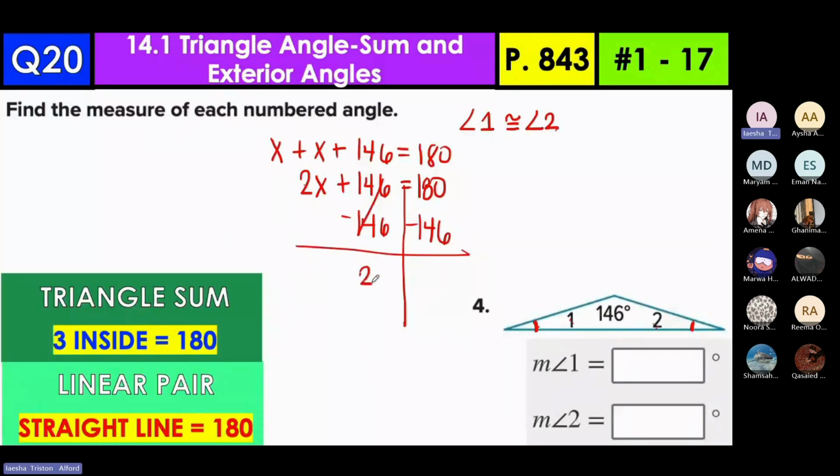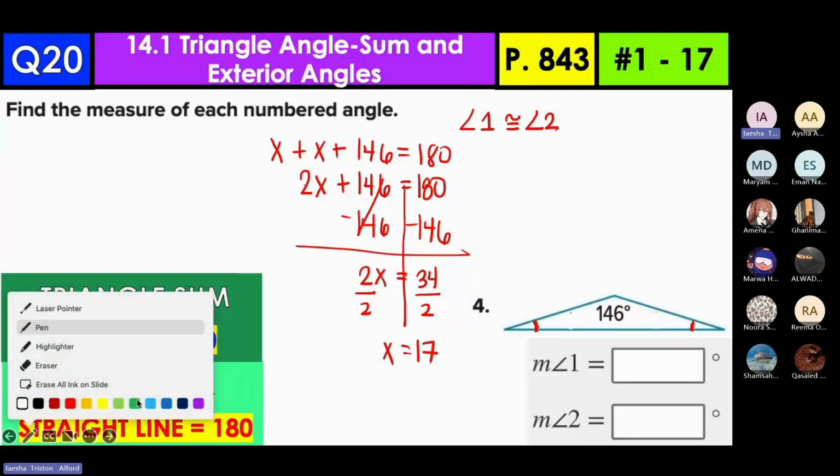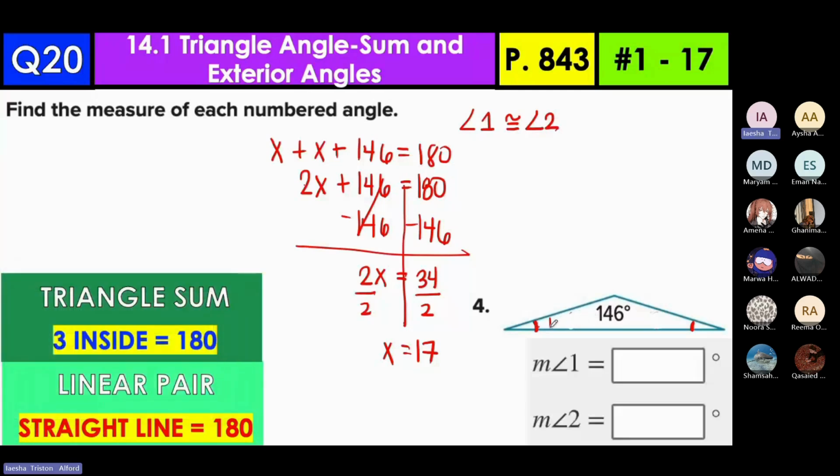2x is equal to 34. Divide by 2, divide by 2. x is equal to 17. Go back, put the number in your picture, and check your work. When you add up the numbers, it should be equal to 180 always. So this one should be 17, and this one should be 17. Everybody's okay about those? Yes.